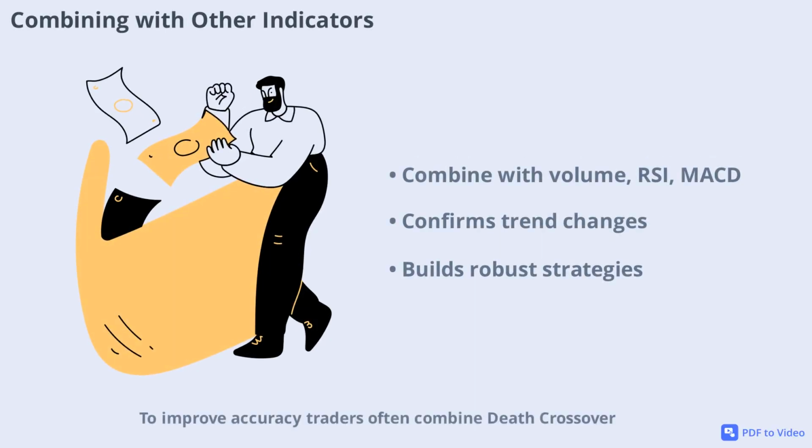To improve accuracy, traders often combine death crossover signals with other technical indicators, such as volume, RSI, or MACD. These additional tools help confirm whether the crossover truly signals a trend change or if it's just noise. Using a multi-indicator approach leads to more robust trading strategies.